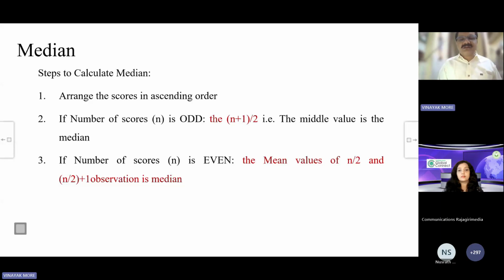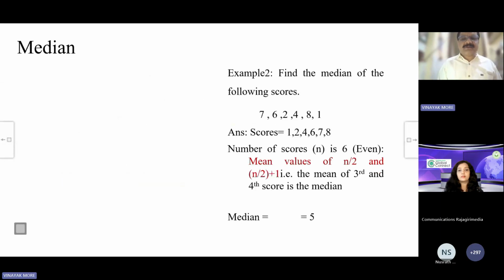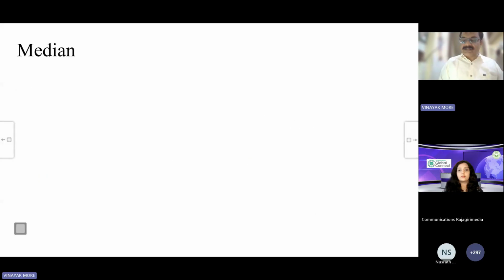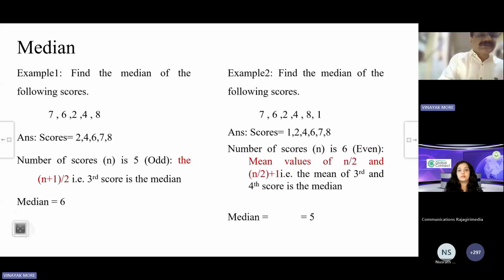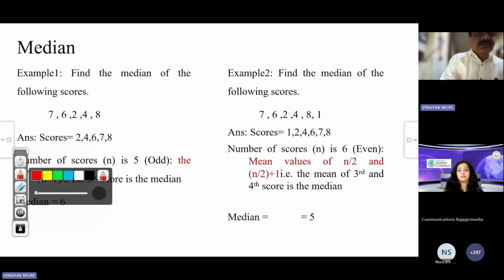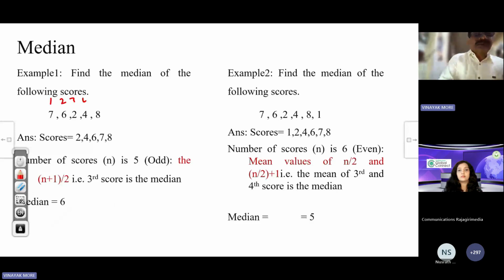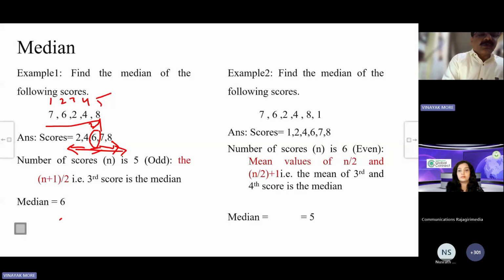If the number of students is odd, then there is no problem. For example, in the first case, you can see the number of students is odd. That is, five students are there: 1, 2, 3, 4, and 5. So this is an odd number. You have to simply arrange the scores in ascending or descending order first. Here in this case, we have arranged in ascending order. Since it is odd, the third student is the middle value. There are two students to the left and two students to the right. So the third is the midpoint, and we can say 6, the third student's score, is the median.